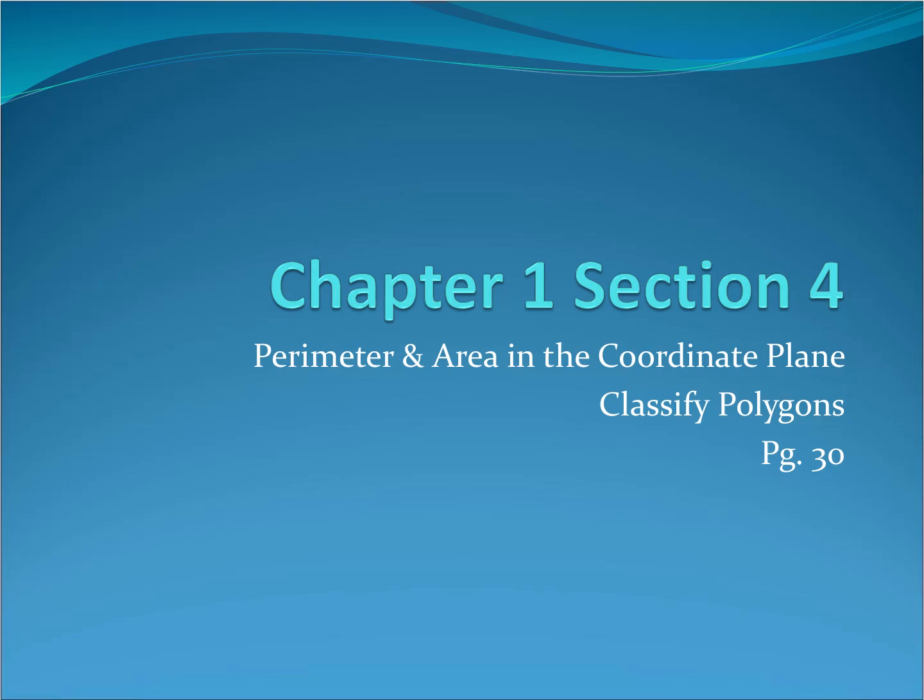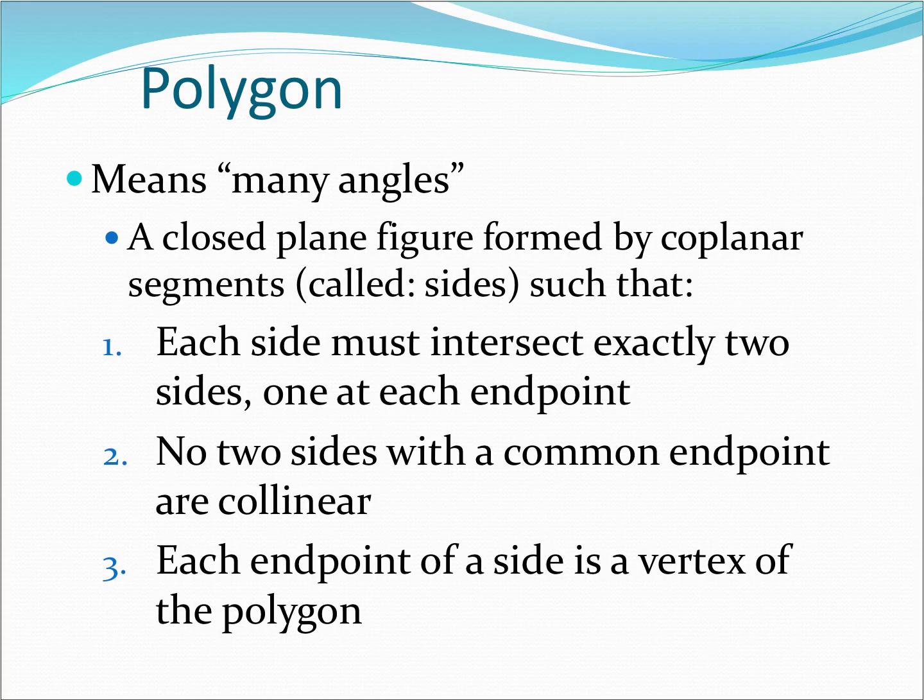All right, we're doing chapter 1, section 4, perimeter and area and coordinate planes, and classifying polygons. All right, what is a polygon? A polygon means many angles, so we should hopefully know what polygons are.